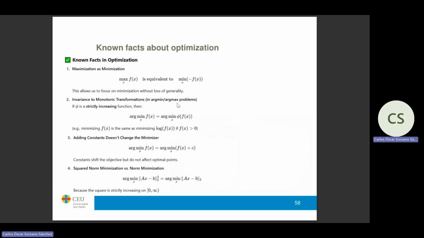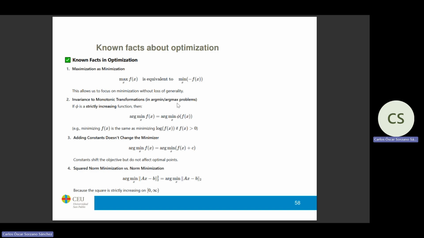Okay, so let's finish this introductory lecture. Let's remind ourselves of some general facts that I know about optimization. Some of them have already appeared, some others have not. So this one we have already said.